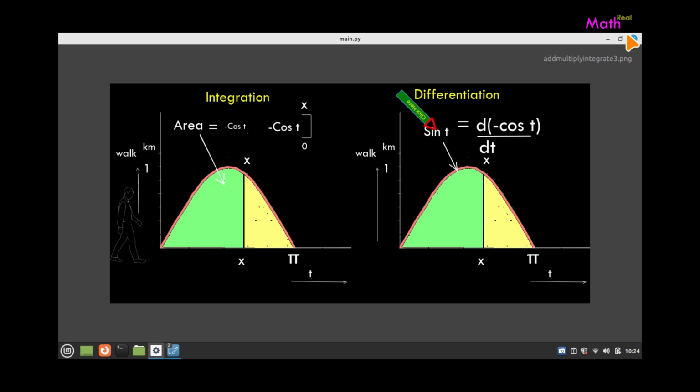Either I get back the speed, or how many kilometers are collected at any moment, or the equation of the line whatsoever. So if I know the equation of the line and I want to know how much area is collected, then I have to do integration. If I know the area of the collection and I want to get back the equation of the line, how many kilometers collected at any moment, then I have to do differentiation. Differentiation is getting back the equation of the line. So this is integration and differentiation.